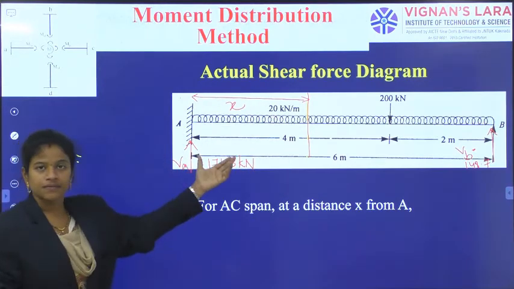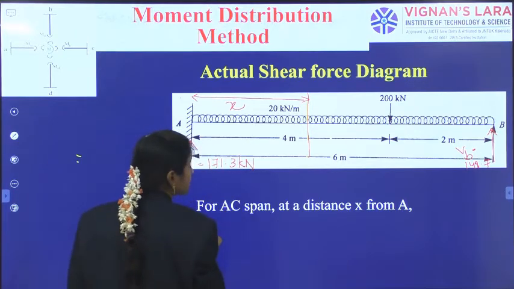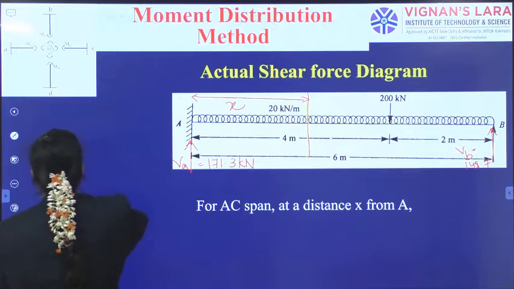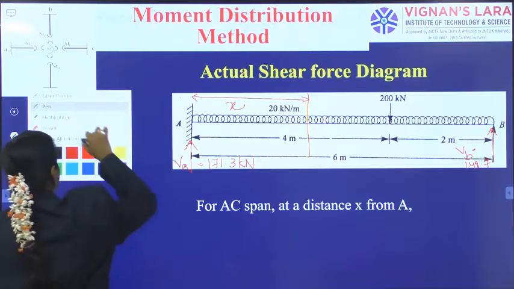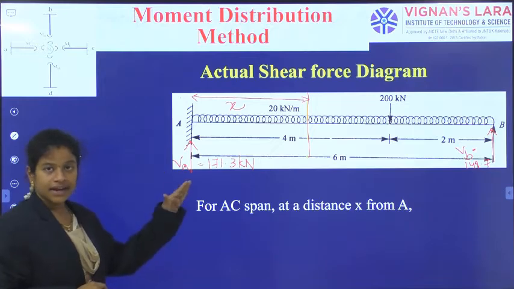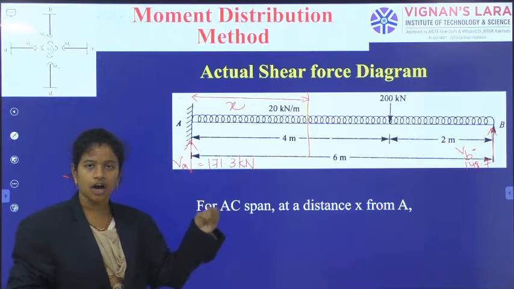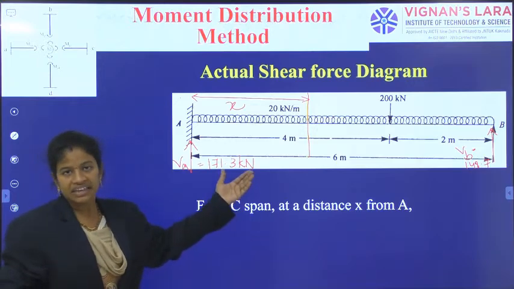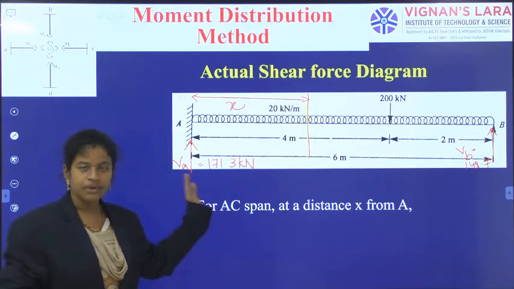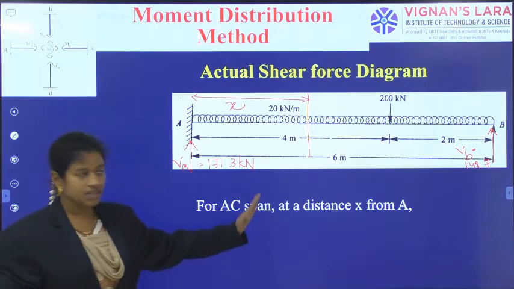So, firstly, I am taking a section like this, and the corresponding spans bending moment, so shear force, you can write as from the fixed end I have taken. If you want, you can take from the right side also. In the same way you can develop the shear force diagram, but I have started from the left, so I have not needed to mention it.